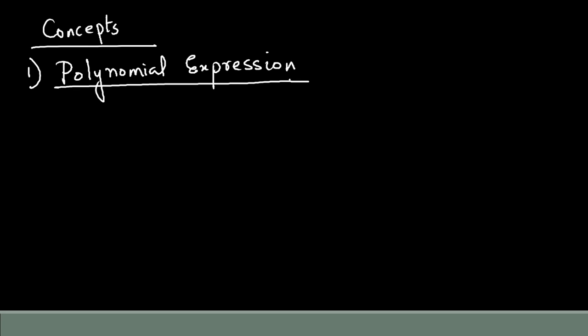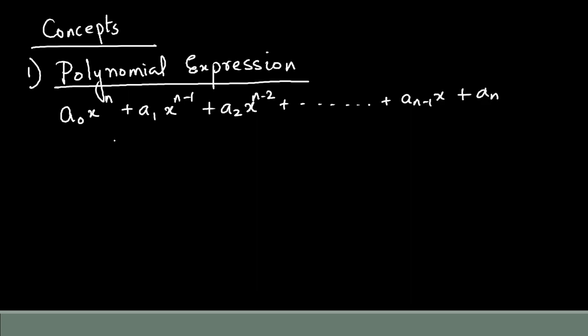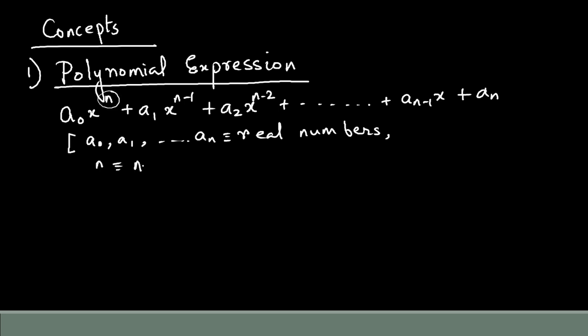By a polynomial expression, you mean, let's say, a0 x to the power n plus a1 x to the power n minus 1 plus a2 x to the power n minus 2 plus dot dot dot plus a(n-1) x plus an. This is a polynomial expression where a0, a1, a2, a3 all the way till an are real numbers, and n, which is the degree, is a non-negative integer.